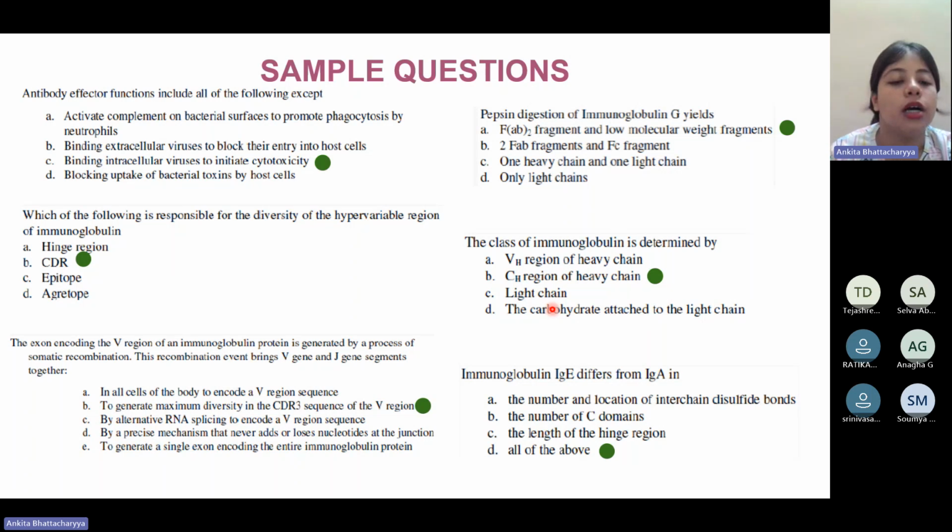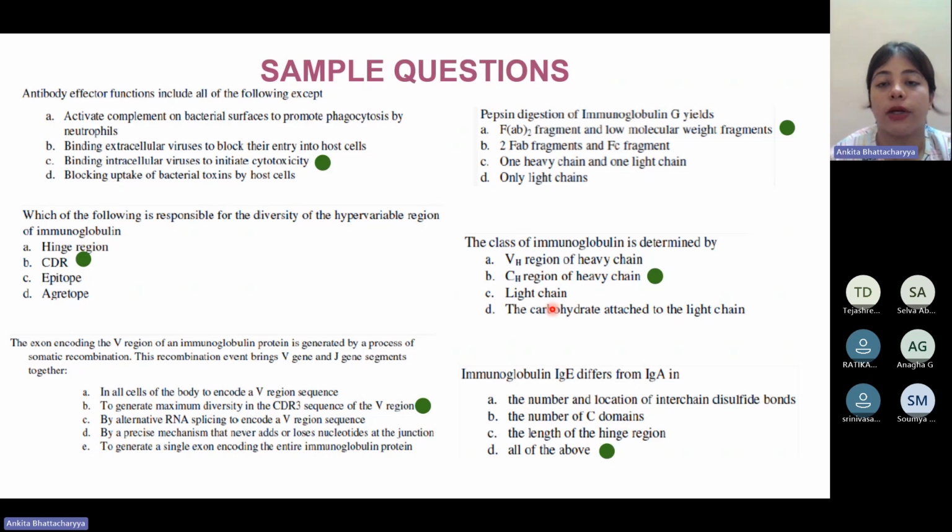That's the correct option. The remaining options were about alternative splicing to encode a V region sequence. No. By a precise mechanism that never adds or loses nucleotides at the junction. Also not true. We have talked about P and N nucleotide addition just now. To generate a single exon encoding the entire globular protein. That's also not true. So the correct option is option B.